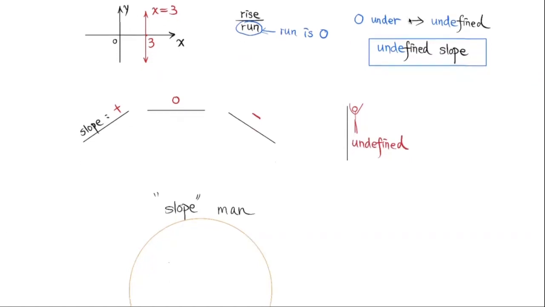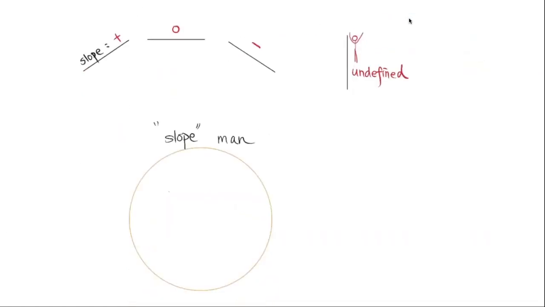Okay. So we can actually make a slope man using this. When the line is falling, then the slope will be negative. When the line is rising, the slope is positive. When the line is horizontal, the slope is 0. When the line is vertical, the slope will be undefined. And that looks like a face. Let's call it the slope man.